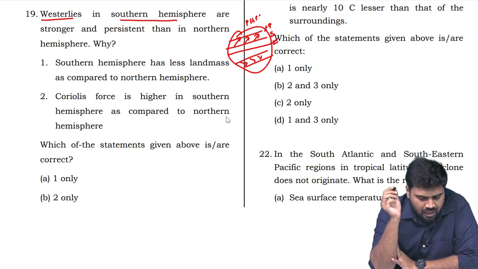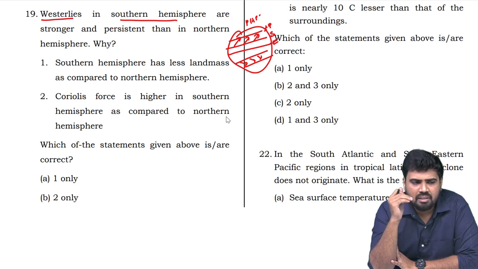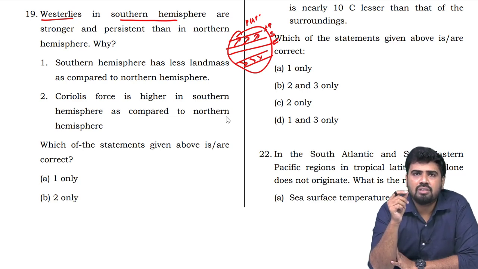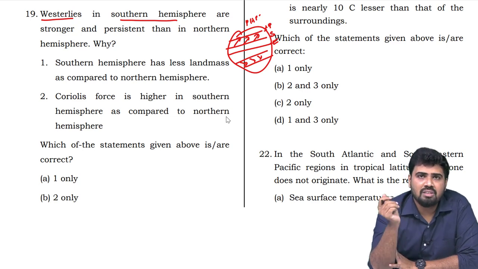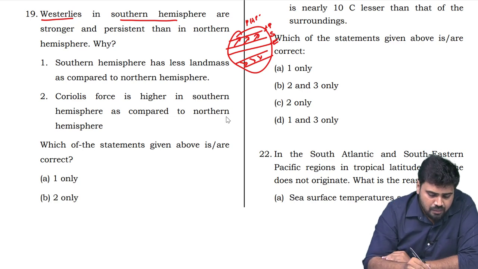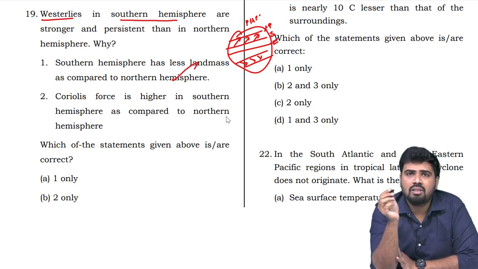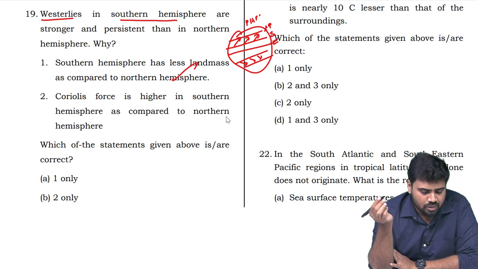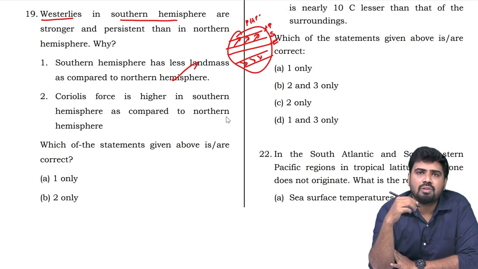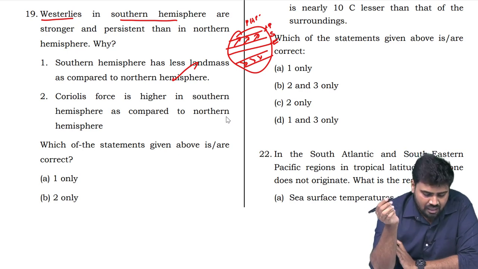The statement, southern hemisphere has less land mass as compared to the northern hemisphere, yes, it is actually true. See, wind, not only westerlies, is affected by frictional force. The frictional force is very low in a water body compared to land, and friction can reduce the velocity of wind. So, since the southern hemisphere has less land mass, because of less frictional force, the westerly speed is very, very high.